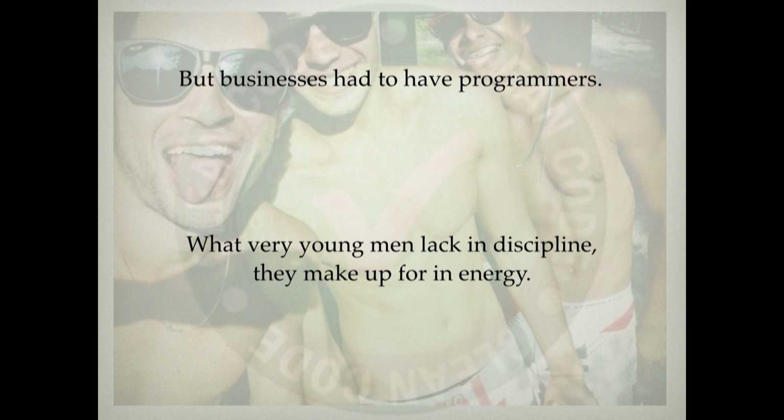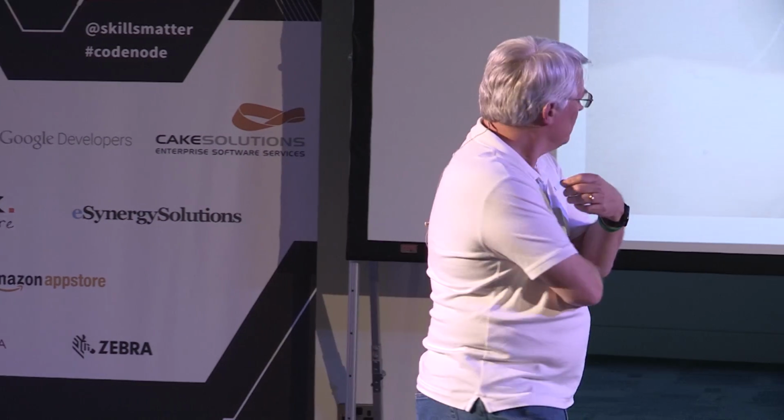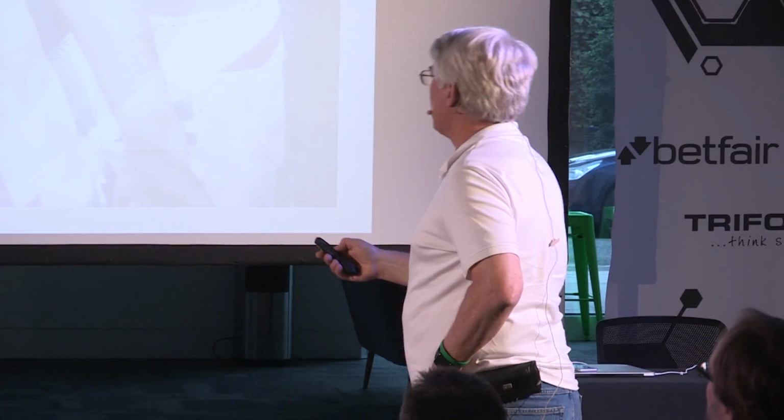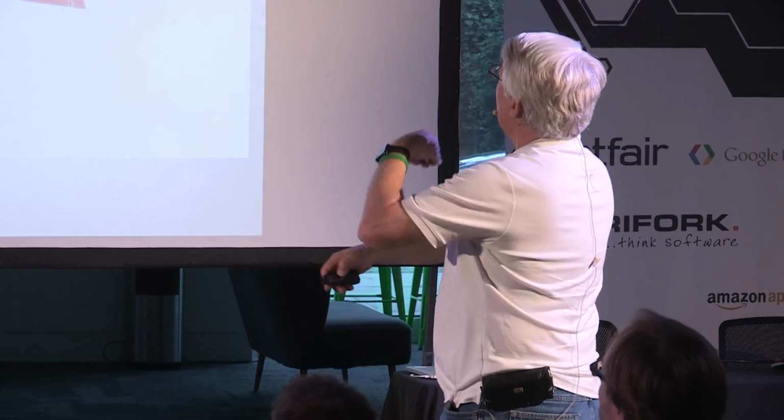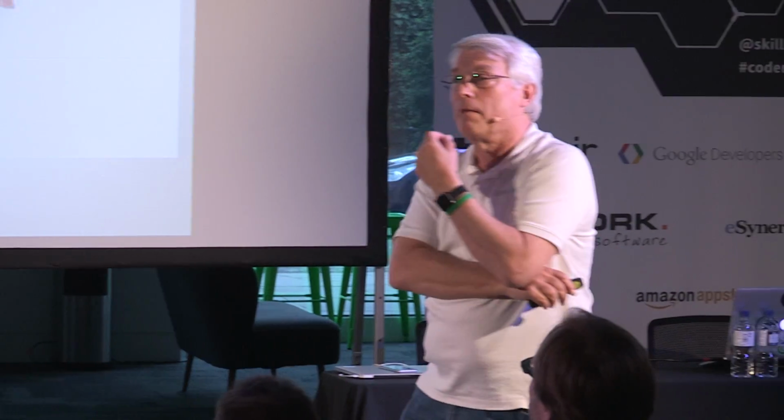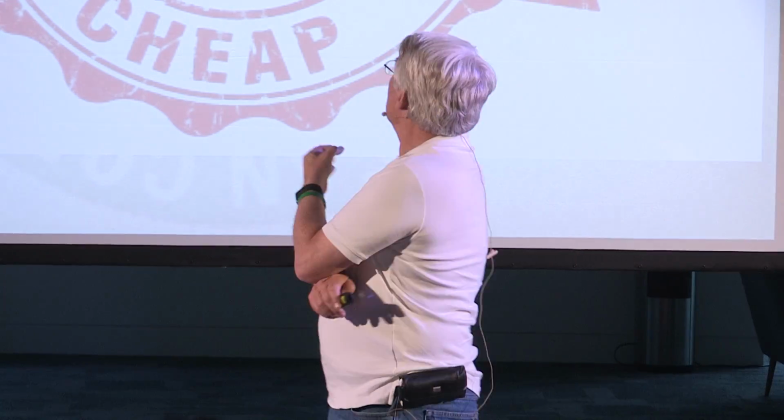Business had to have programmers. And what young men may lack in discipline, they make up for with energy. They can work crazy hours. They get really hyper-focused, sometimes not on the right things. And they're cheap. My first job as a programmer was for $6,800 a year. At the age of 18, that's a heck of a lot of money. I could buy a car. I couldn't move out of my house, but I could buy a car. That was cool. Later on, I found out that was dirt, but I didn't know it then.